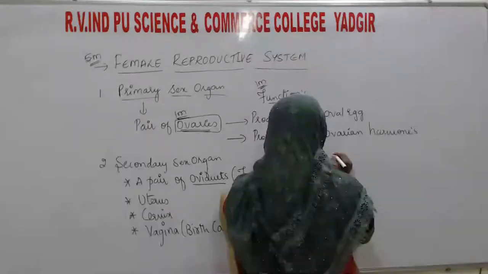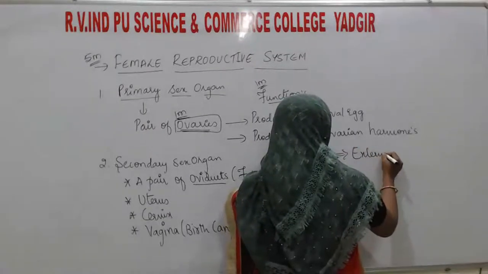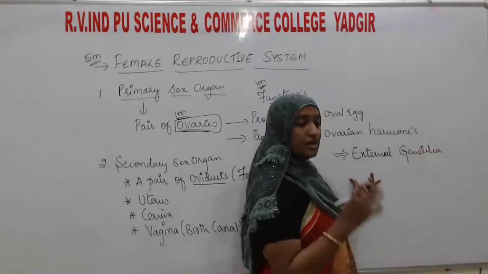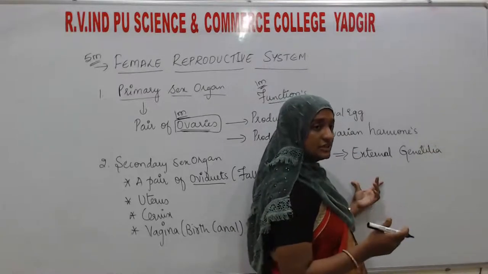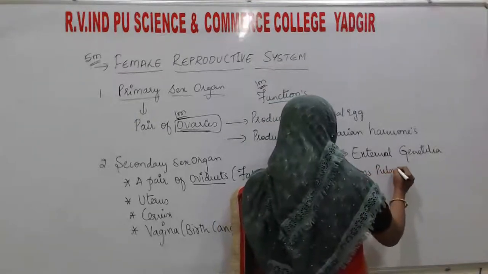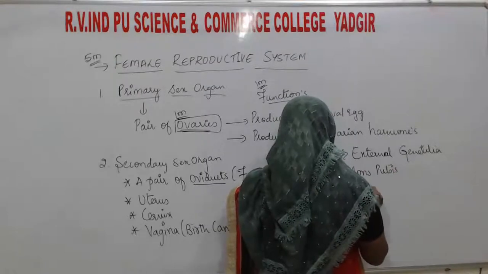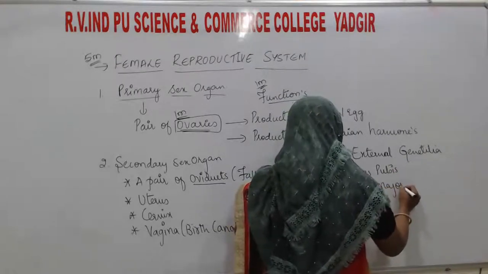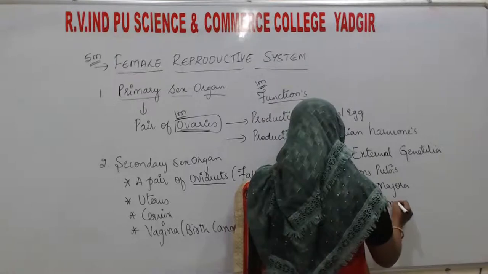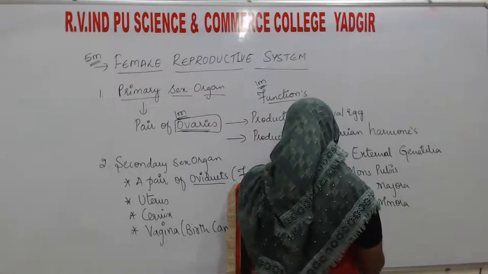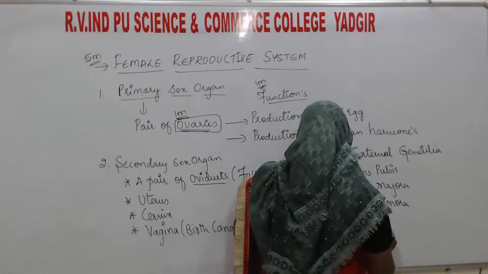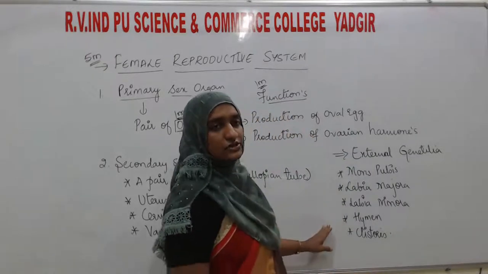One more part is there, external genitalia. What are the parts which come under the external genitalia? That is mons pubis, labia majora, labia minora, the next hymen, clitoris. So all this will come under the external genitalia.